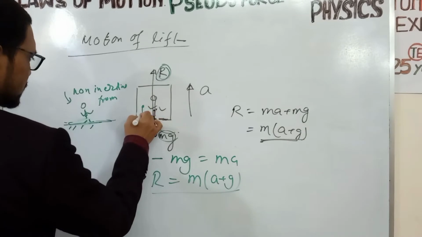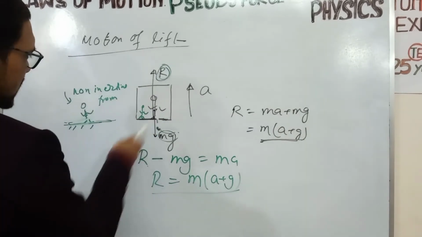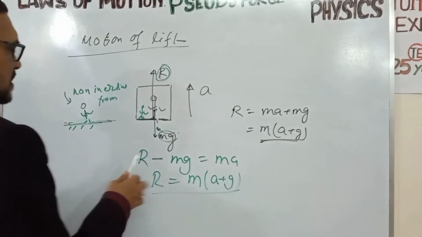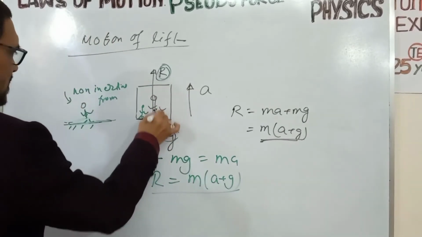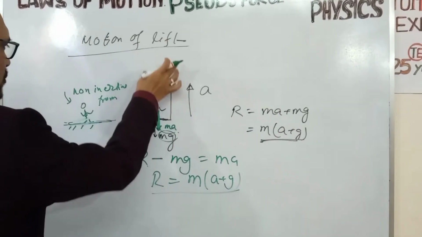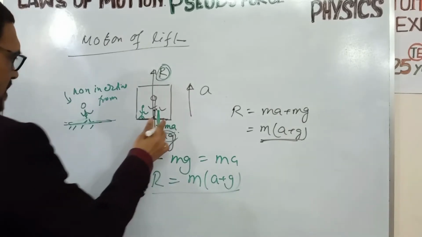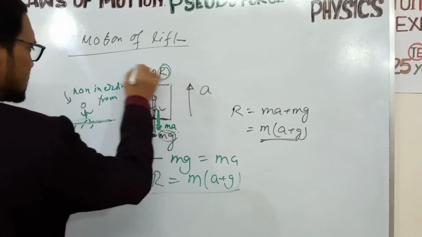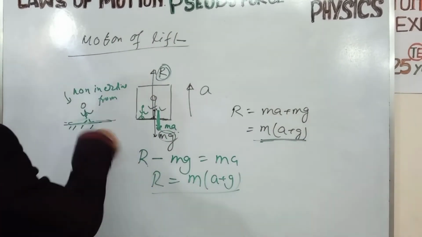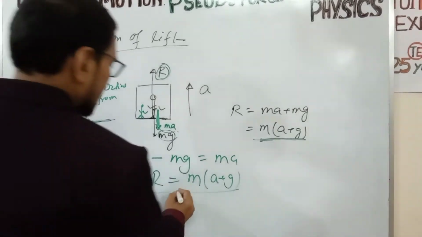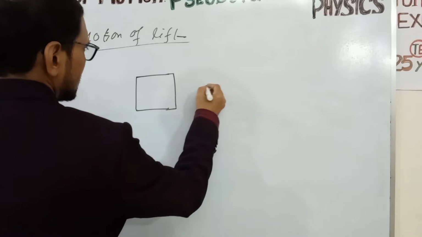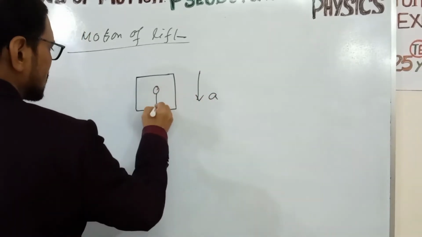If a man in the lift observes this man, then he sees that the man is at rest. Now he explains the motion is that some force acts in this direction, that is opposite to the motion of the lift. And so ma plus mg balances the reaction force, so that's why R equal to m of a plus g. So from both explanations we get the result R equal to m of a plus g.